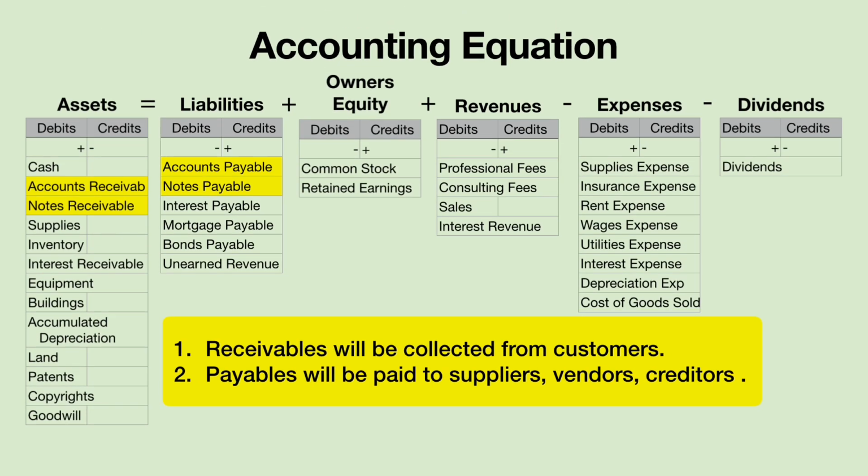Notice we have accounts receivable and accounts payable. Receivables and payables. Beginners get these two mixed up. But account receivable is any money that we're expecting to collect. We always collect from customers. And accounts payable is money that we're going to pay, and we pay to creditors or vendors or suppliers.